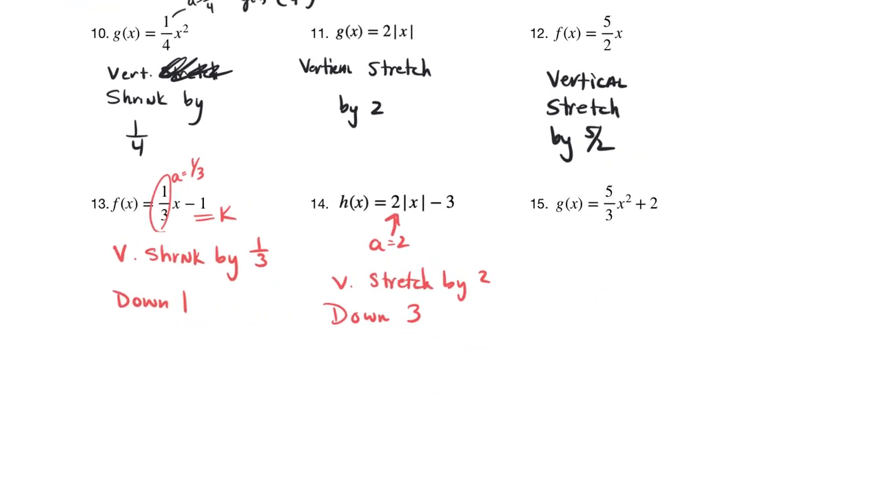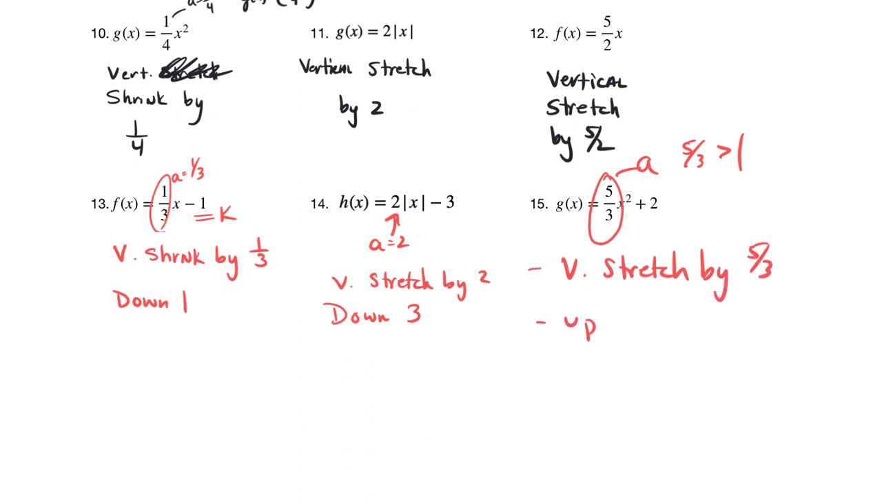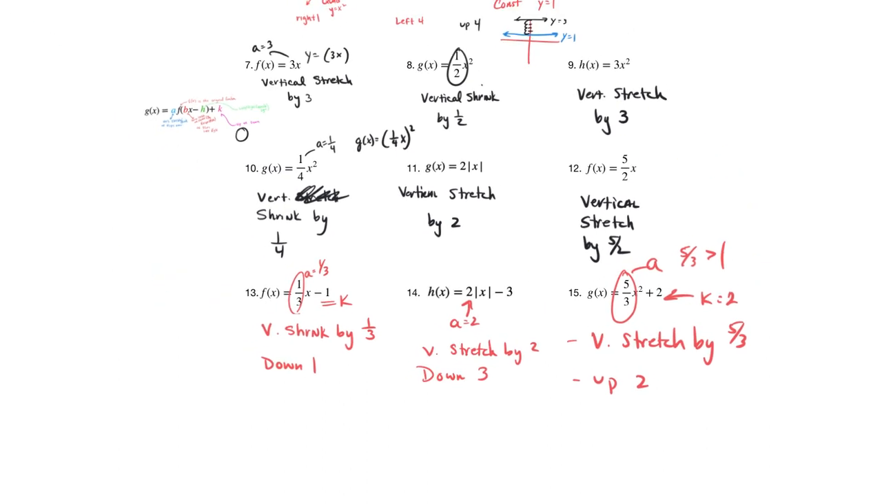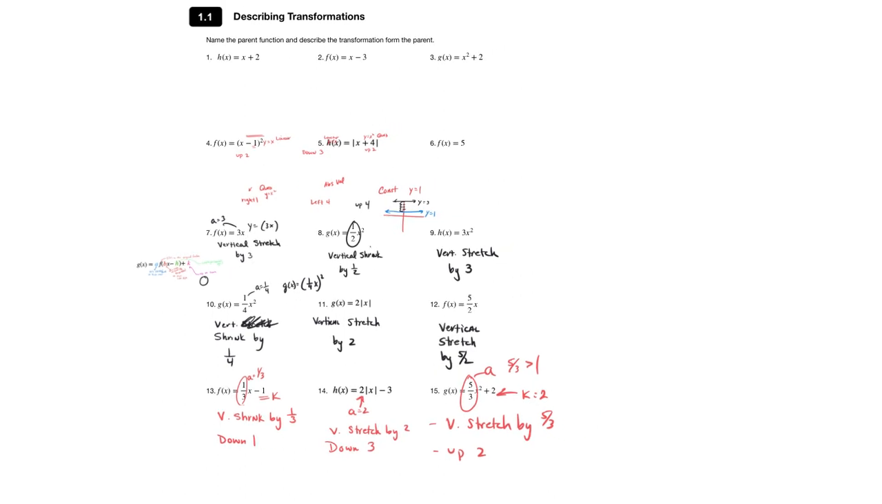And last quadratic here, the 5/3 is your A. 5/3 is greater than 1, so it's a vertical stretch by 5/3. And then it is also up 2 because of that K value right there. So that's the front side of it. They don't take very long.